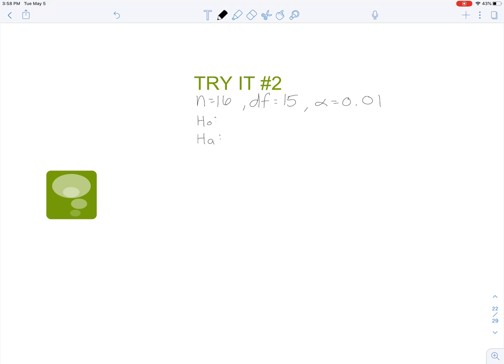It says the claim is that there will be a difference, which means that when you subtract them, you do not get 0. So my h sub o would be the opposite. That means I'm looking at something that's two-tailed. So I'm going to look at my t-test at a degree of freedom of 15 at 0.01. Two-tailed is going to give me -2.947 and 2.947.